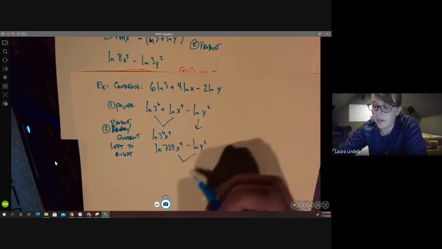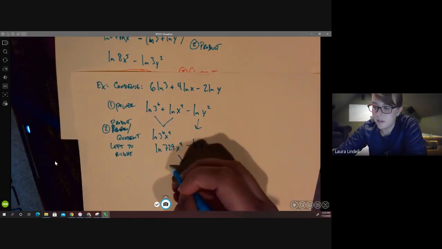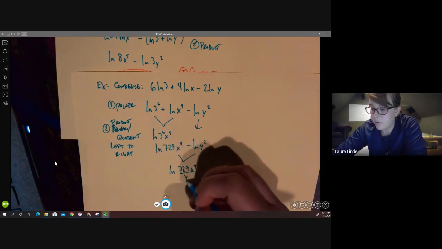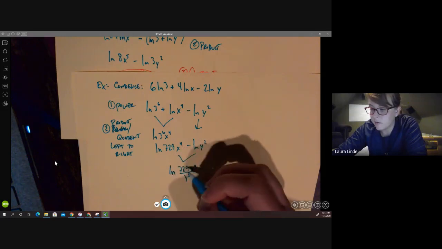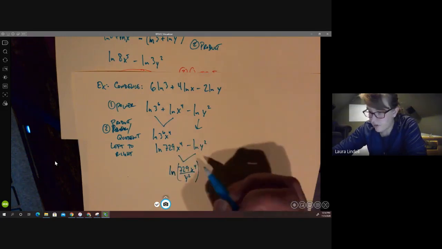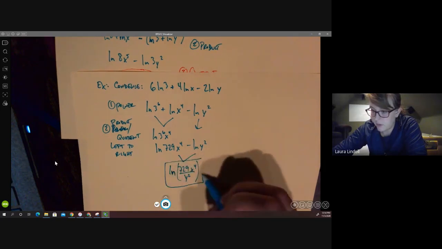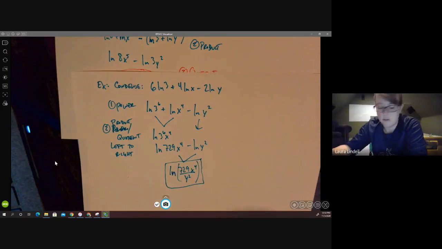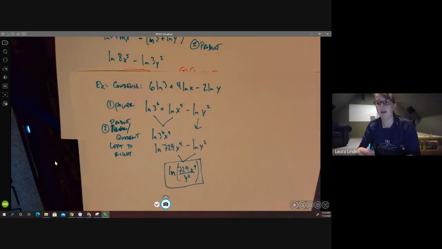So we go ahead and combine these using quotient. Natural log of 729 x to the 4th over y squared. And this would be our answer. All right, so we're just combining things left to right after we do the power property. Any questions with that one? Any numbers we're not sure where they came from? Any steps we're not sure why they happened? Or how?